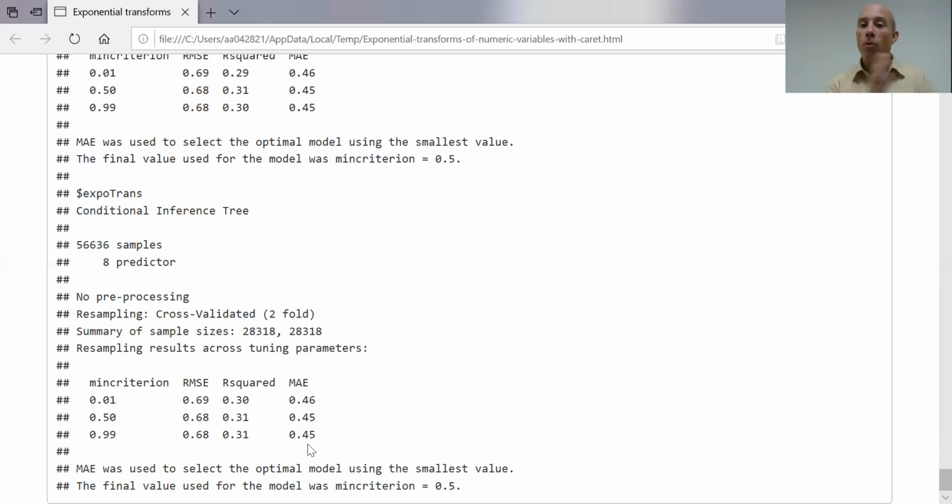Tree-based models split the data into two groups. They go along monotonically and chop: all the data less than this point goes in this bin, all the data greater than this point goes into this bin.